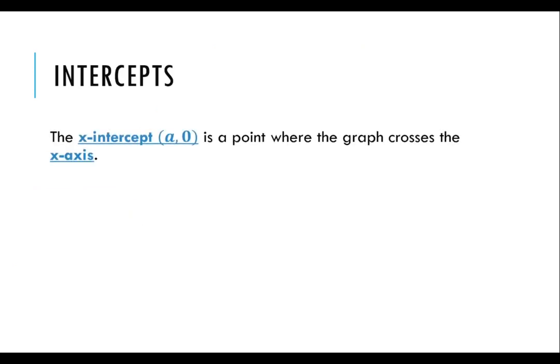Like I said, intercepts. The x-intercept, a, 0, is going to be a point where the graph crosses the x-axis. Now, if someone gives you an equation and says, find the x-intercepts, what are we going to do? Well, let y equal 0, and then solve it for x.